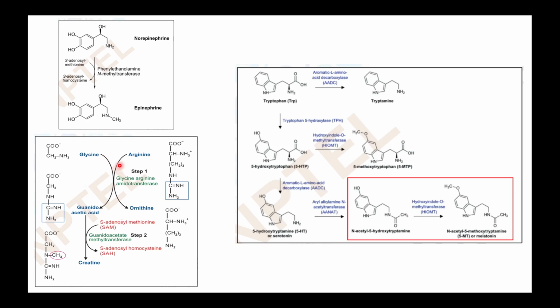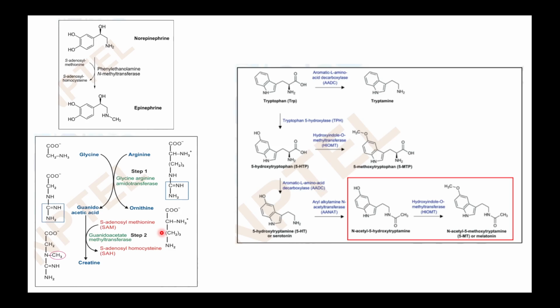Now, third reaction, that is the creatine synthesis. In this, basically glycine and arginine come together to form guanidoacetic acid, and this guanidoacetic acid is converted to creatine by guanidoacetate methyl transferase, and the methyl group is transferred here. You can see it's marked. So basically, S-adenosylmethionine can act as a methyl group donor for multiple reactions as mentioned.